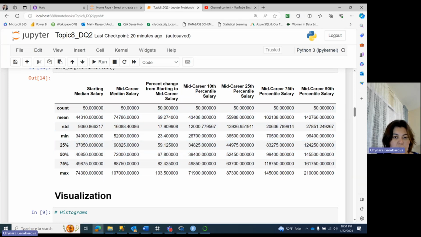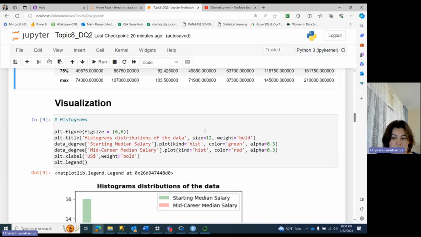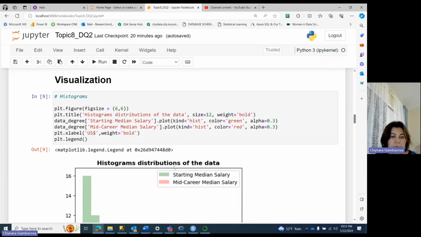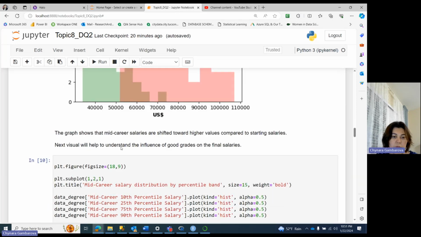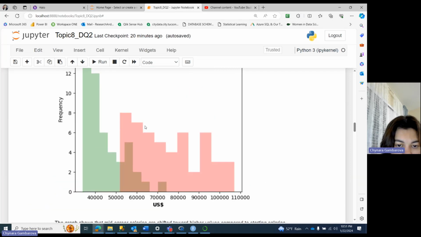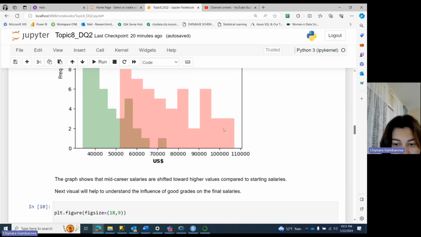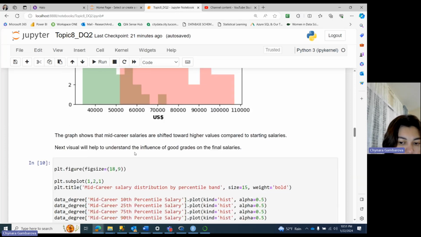The same we can say for the mid-career median salary. The mean is higher than the median, again indicating outliers. Visualization. Here we can see the histogram distribution of starting median salary and mid-career median salary. This graph shows that mid-career salaries are shifted towards higher values compared to starting salaries, which shows that experience is playing a role in the salaries, which is good.